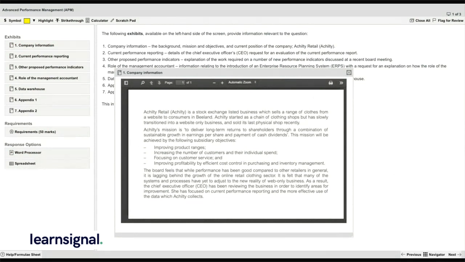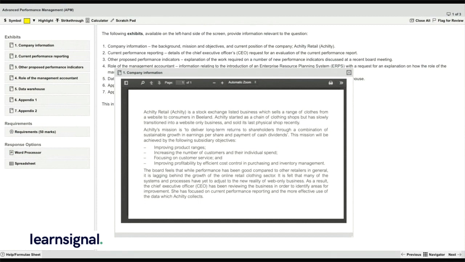We are told they have a mission to deliver long-term returns to shareholders through a combination of sustainable growth in earnings per share and payment of cash dividends, and that this mission will be achieved through objectives of improving product ranges, increasing the number of customers and their individual spend, focusing on customer service, and improving profitability by efficient cost control in purchasing and inventory management.